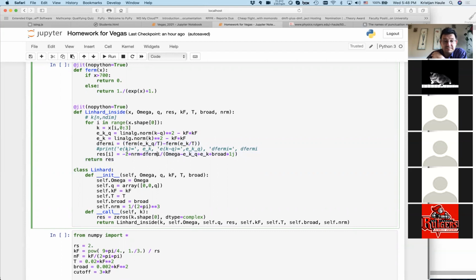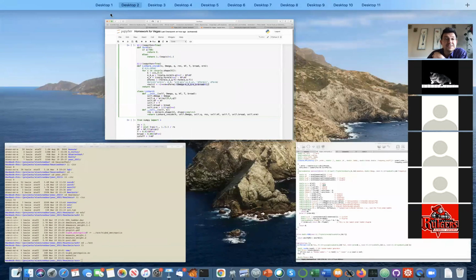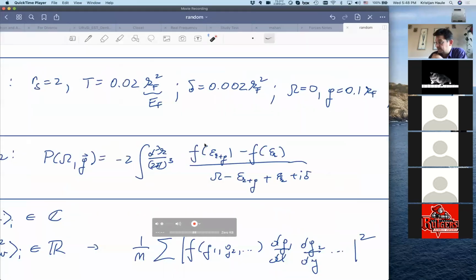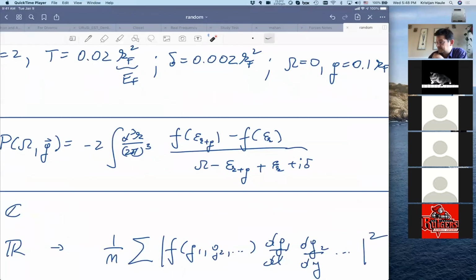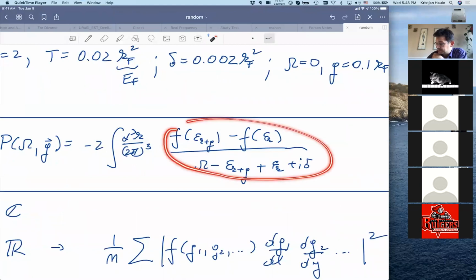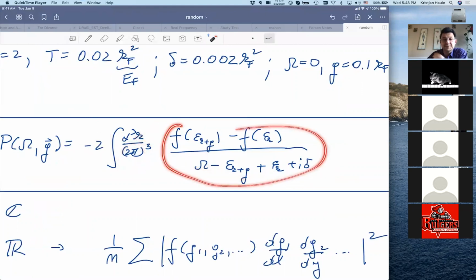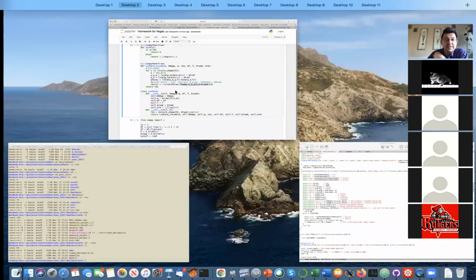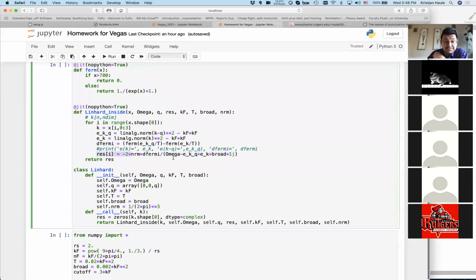And then the result is very simple. This is basically -2 divided by 2 pi to the 3, the difference in the Fermi functions, divided by omega minus epsilon k plus q plus epsilon k plus i delta, the broadening times 1j. So this is literally implementing this function, isn't it? That's what we just did, including this 2 pi to the 3, including this -2, and this quantity.